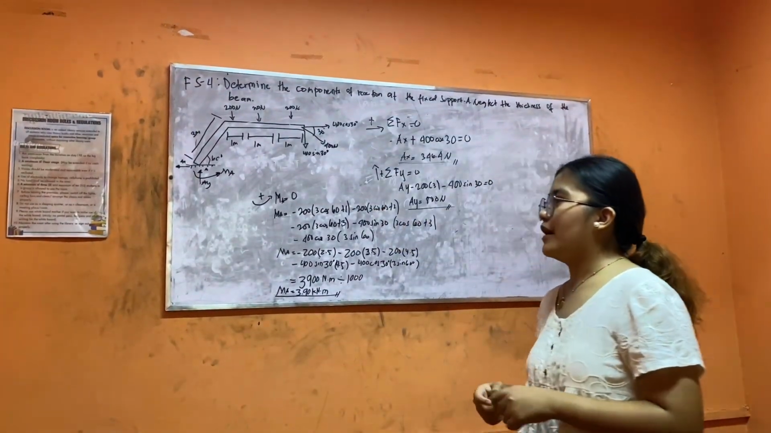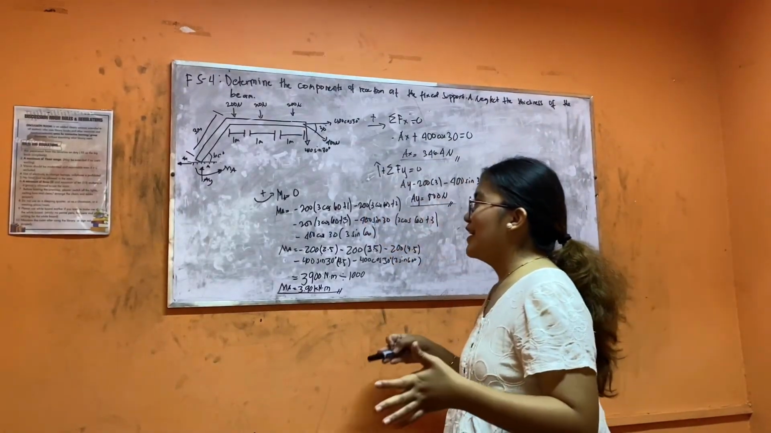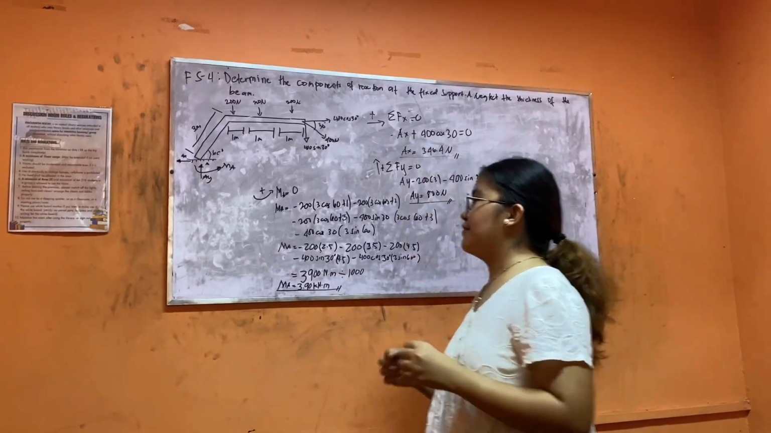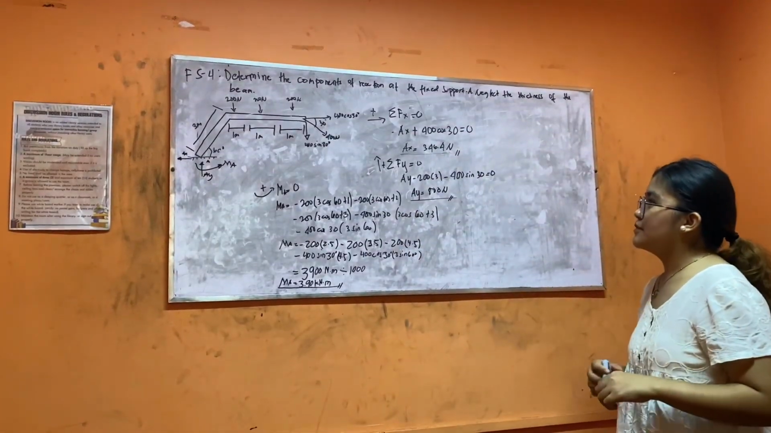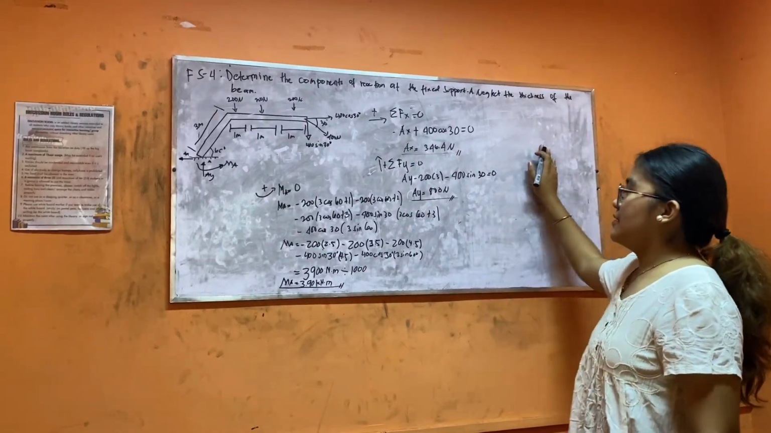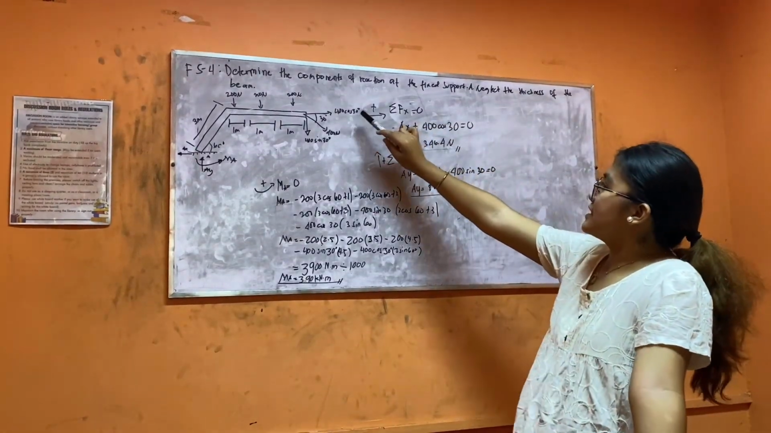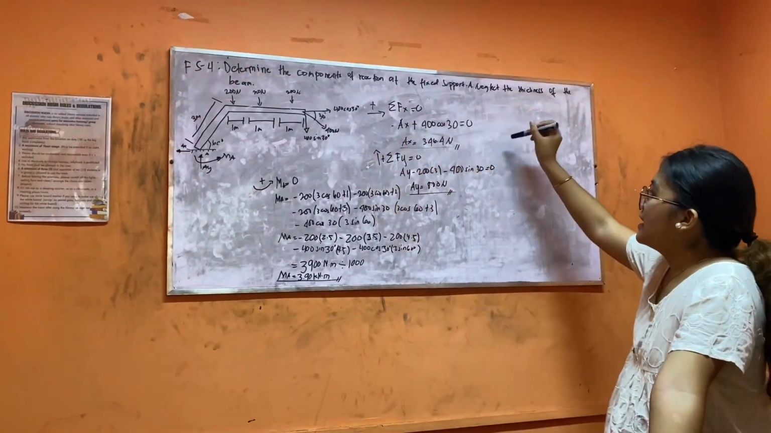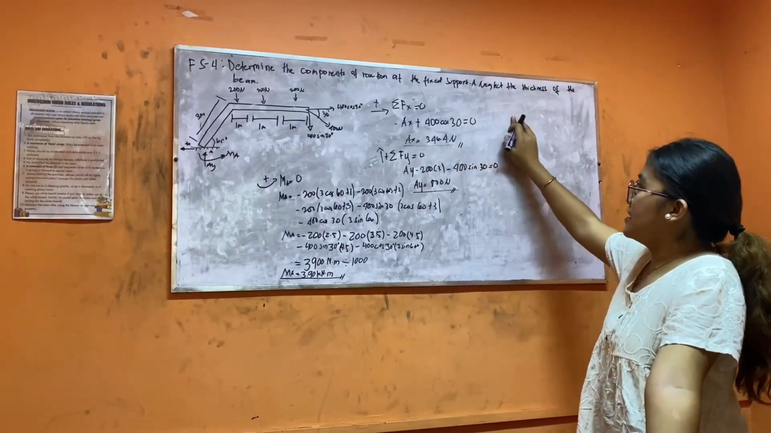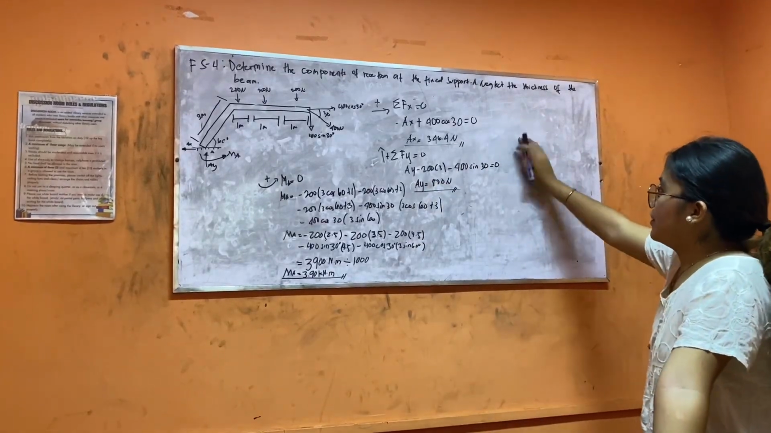In our diagram, we have a fixed support which has three unknown components: Ax, Ay, and the moment at A. For the summation of Fx, going to the right is positive. So negative Ax plus 400 cosine 30 equals 0. Solving, Ax equals 346.4 Newton.